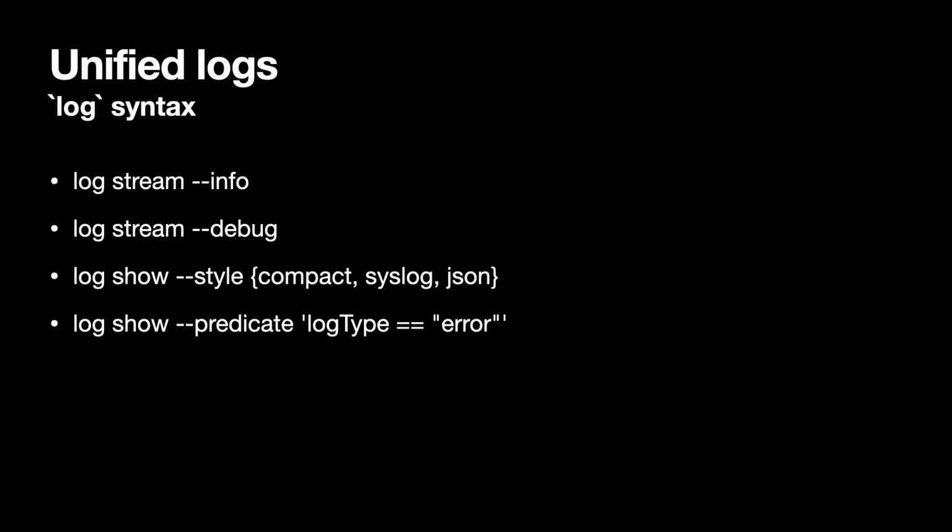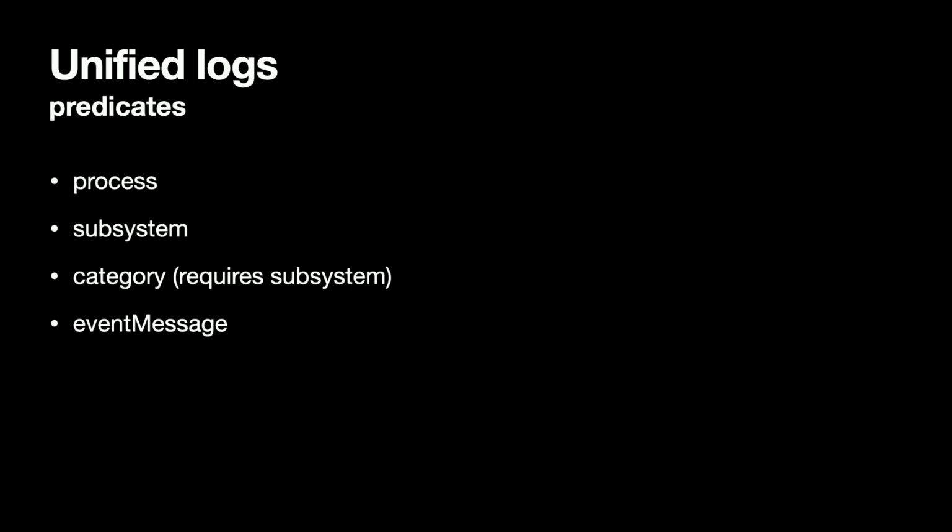And that last one is interesting. I would have thought that error would be one of the top level arguments, like debug, but it's not. But you can query based on the log type. And this predicate is what I want to get into next because I feel like it's the most useful piece of running the log command. It gives you the most ability to filter down the things that you're looking for.